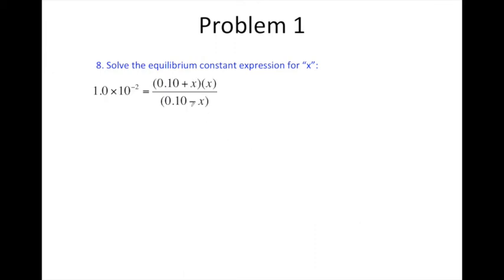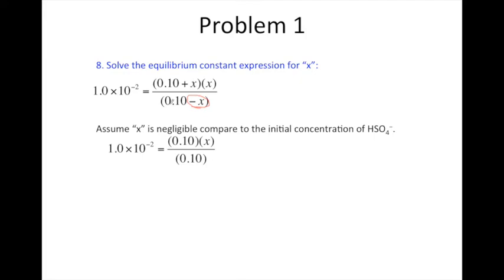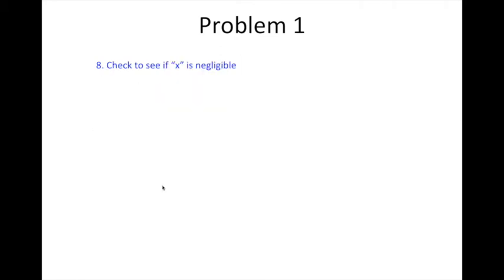We can make the assumption that this minus X may be negligible compared to our initial concentration of HSO4 minus. So let's assume X is negligible in order to simplify our calculations. We would get this, and our 0.1s will cancel, so we'll get X is equal to 1.0 times 10 to the minus 2. But we have to check to see if that assumption is valid.